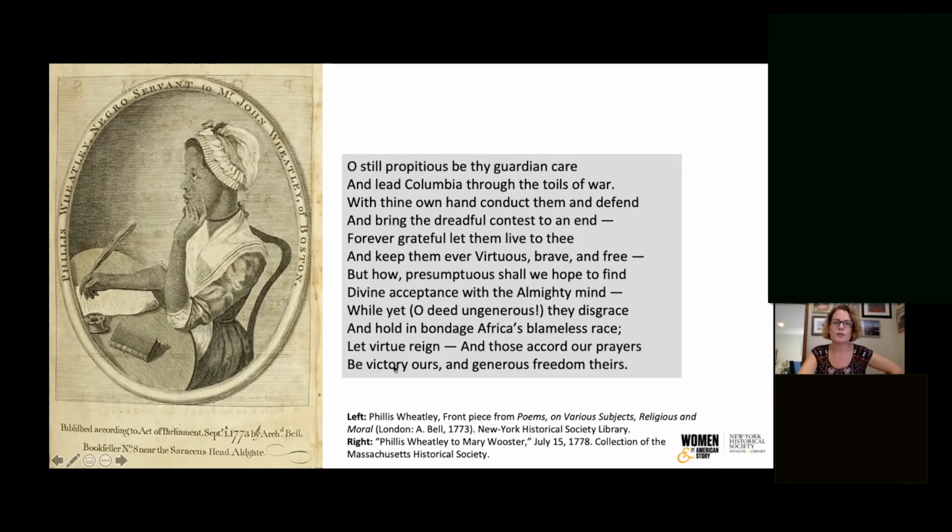Oh, still propitious be thy guardian care, and lead Columbia through the toils of war. With thine own hand conduct them and defend, and bring the dreadful contest to an end.